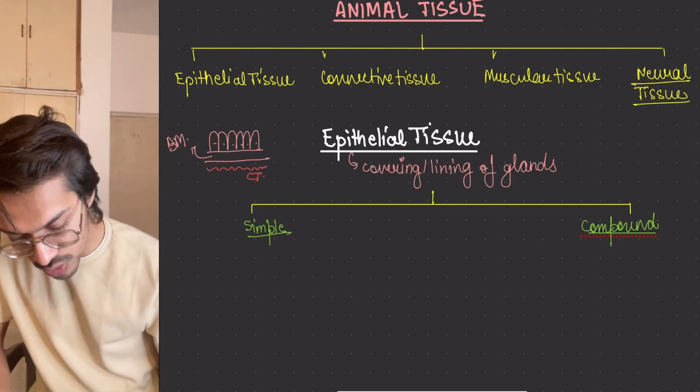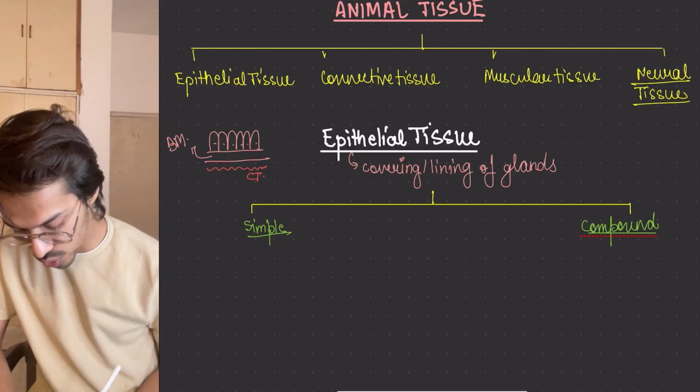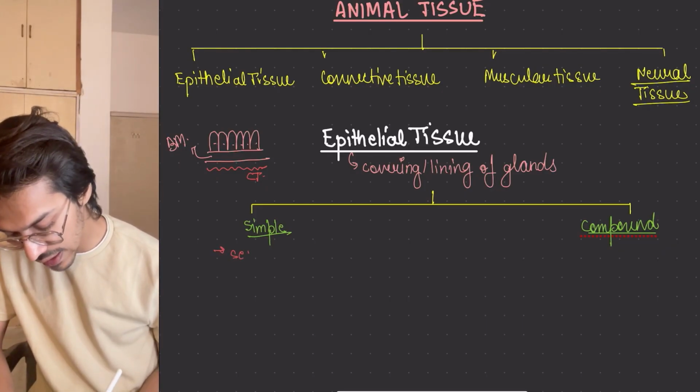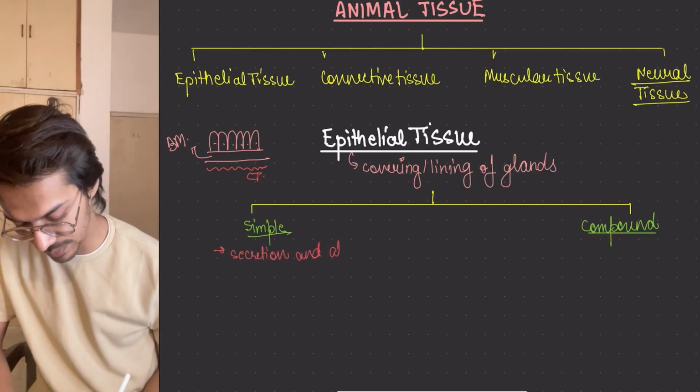So simple and compound tissue. Now the major thing is what their function is. The simple epithelial tissue's major function is secretion and absorption.